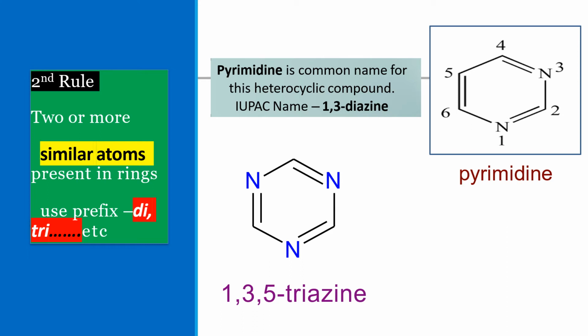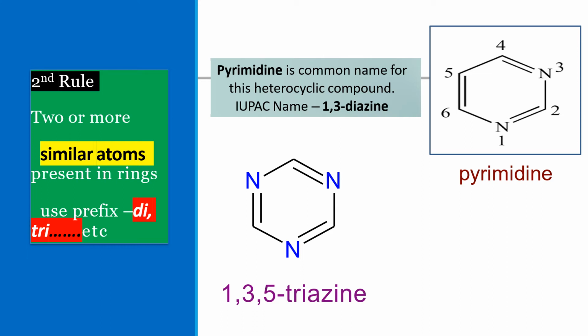Another thing is very important. The ring nature is changed. Here the ring nature is a 6-membered ring. What is additional in these rings? More heteroatoms are present. So what does the second rule indicate? If two or more similar atoms are present in the ring, then we use the prefix di or tri. Prefix means before, a suffix means at the end. So whenever two or more similar atoms are present in the ring, we use di or tri.